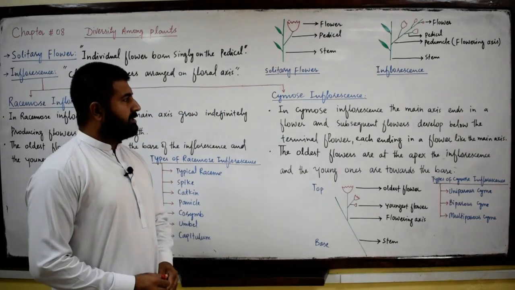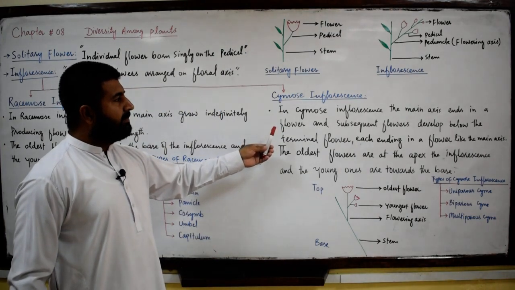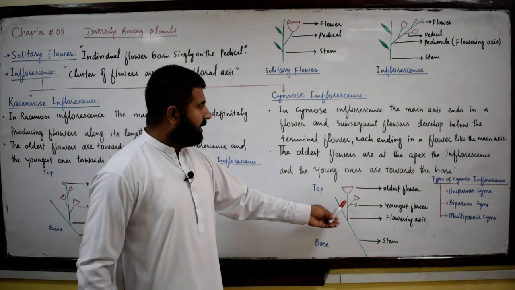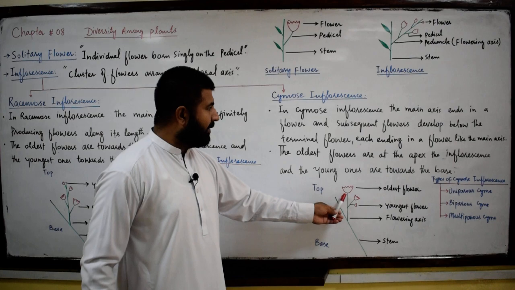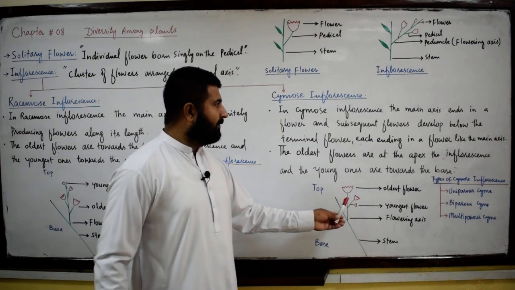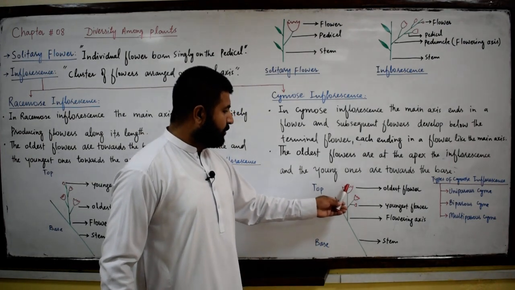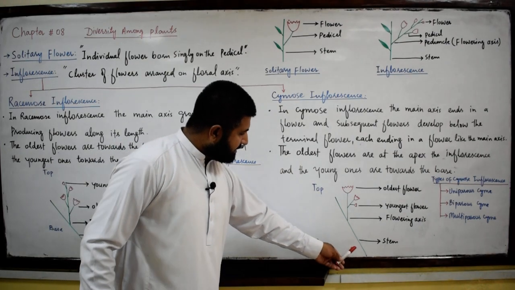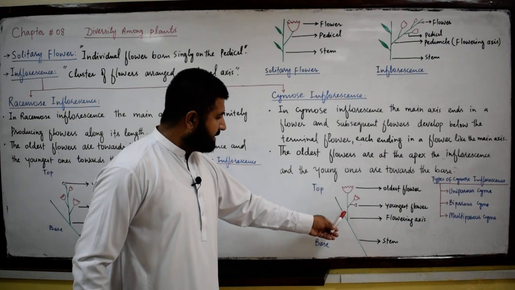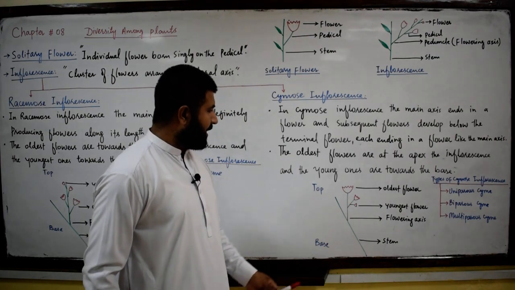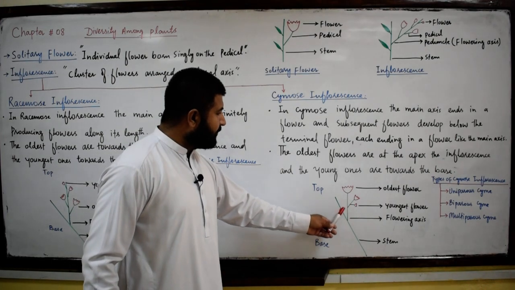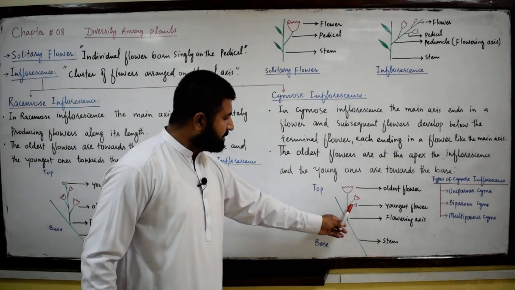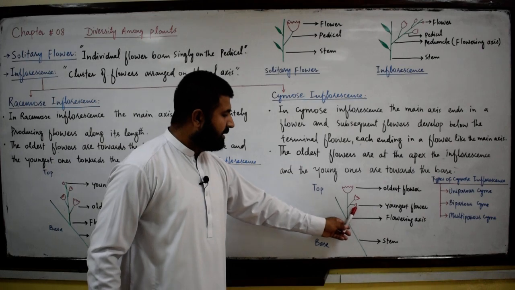Cymose inflorescence. In cymose inflorescence, the main axis ends in a flower and the subsequent flowers develop below the terminal flower, each ending in a flower like the main axis. You can see here in the diagram. This is the main stem, this is the flowering axis, and these are the youngest flowers. The oldest flower is at the apex of the inflorescence and the youngest ones are towards the base.